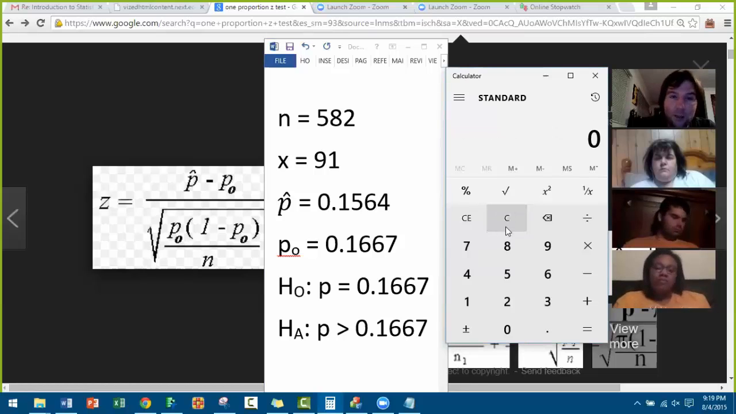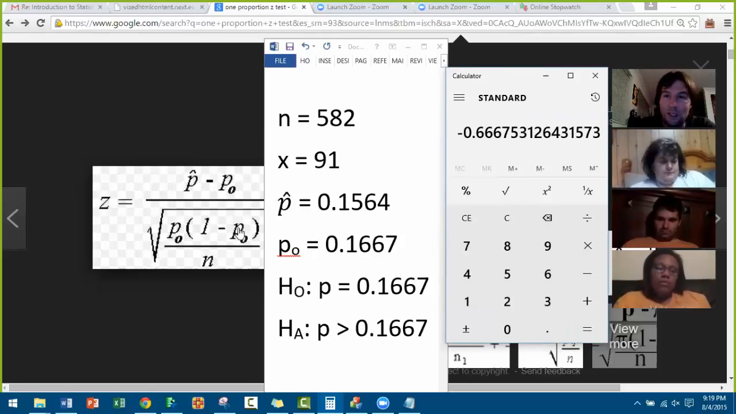Then I'm going to take the observed sample proportion of 1.564, and subtract from it 0.1667. I am now solving the top of the equation right here. And now I'm going to standardize it. That is the top of the equation divided by the bottom of the equation. And we get negative 0.66675. And that's actually a fascinating number if my p-value calculations are right, because I don't know if we get to see the p-value for this test, but you should be able to draw a normal curve from this.